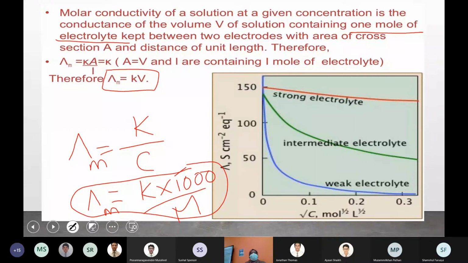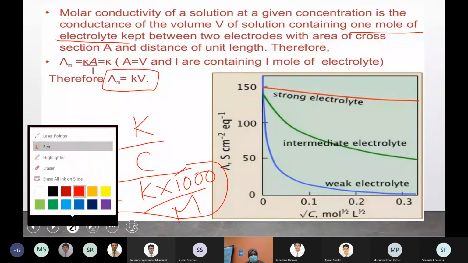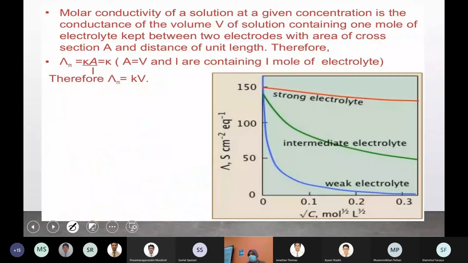So now when we analyze the variation of molar conductivity, as you can see in the graph, this graph was given yesterday also. They have plotted concentration versus molar conductivity, lambda. Lambda is for molar conductivity and C is concentration. But instead of showing C, they have taken root C. That is just to incorporate more values within that small range of the graph.